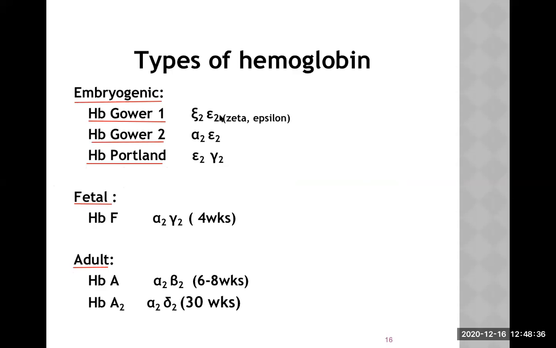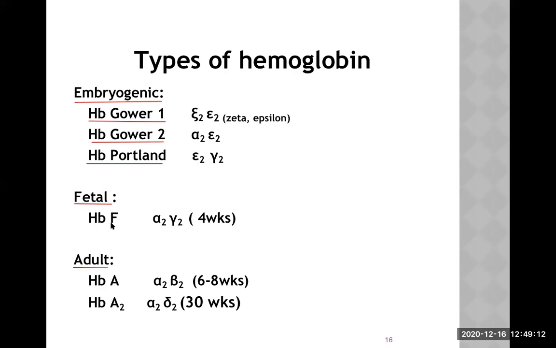And these are the different globin chains present. This is zeta and this is epsilon. This is alpha and this is epsilon. This is epsilon and this is gamma. So nobody is going to ask you about embryogenic hemoglobin because it doesn't have that important clinical role here. Whereas these fetal and adult hemoglobins are very commonly asked in the exam. So every student must remember them.